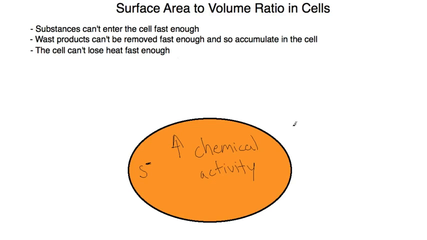Another problem is that the waste products won't be removed fast enough, which means that the waste products start to accumulate within the cell. And finally, because the chemical activity is increasing, the cell is producing more heat. But since the surface area hasn't increased enough, it will have trouble losing this heat and it can overheat. This is why surface area to volume ratio in cells is so important. Cells can only increase in size to a certain extent.